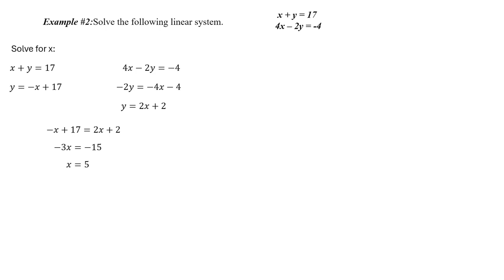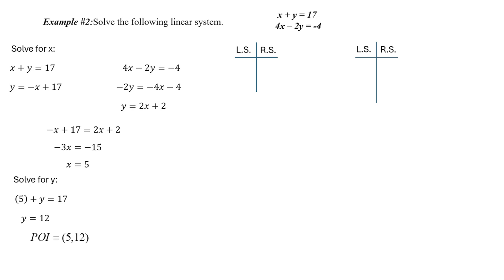We can take that value and plug it back into one of the equations. 5 plus y equals 17, giving us a value of 12 for y, and a point of intersection of 5, 12.